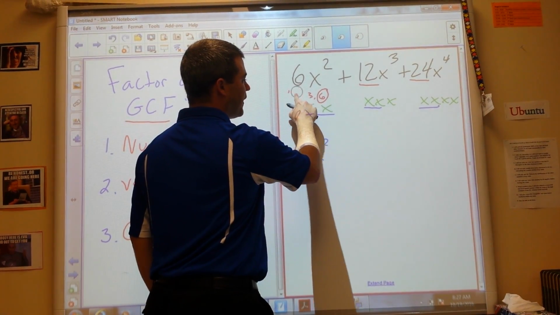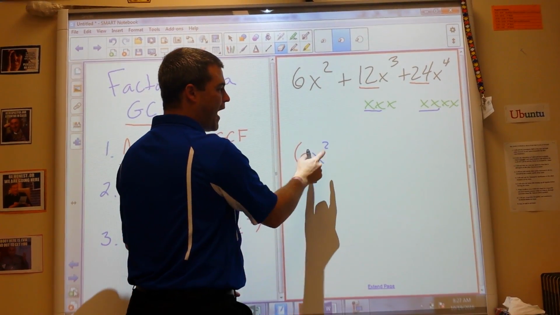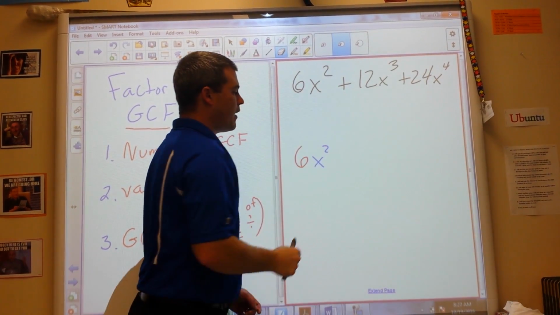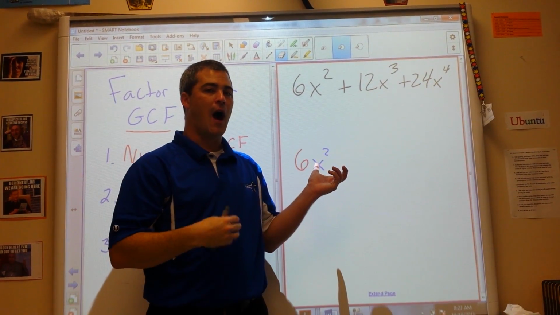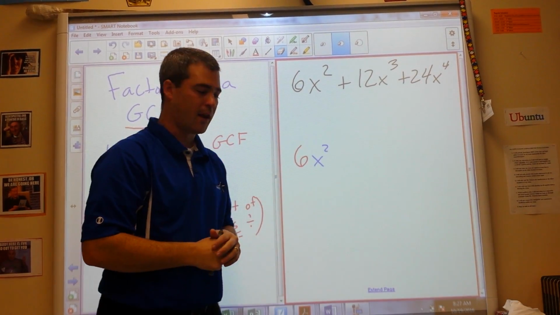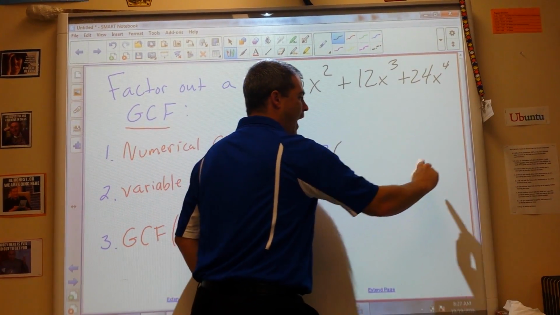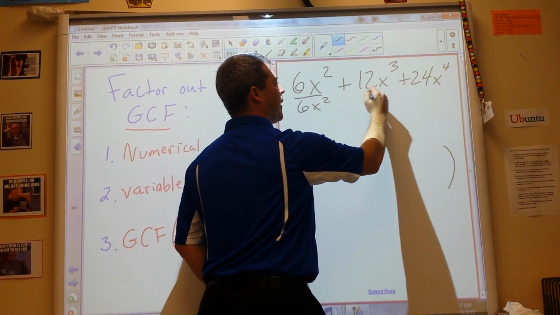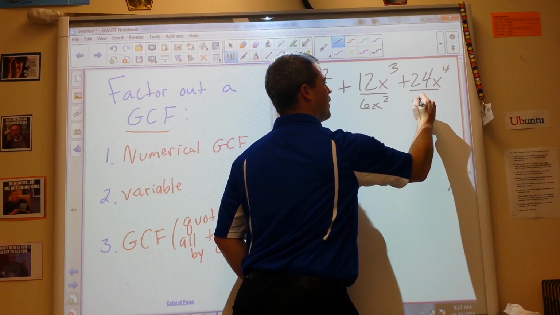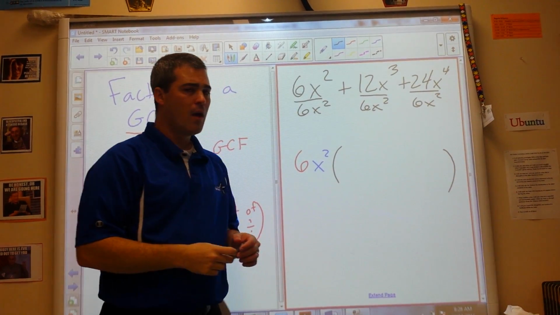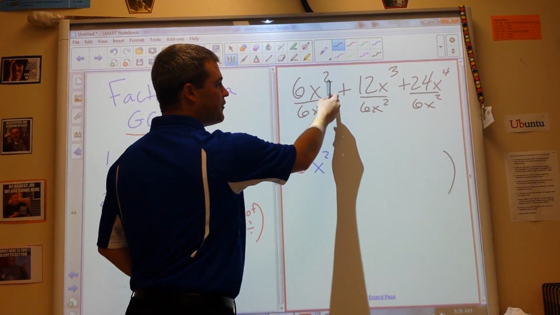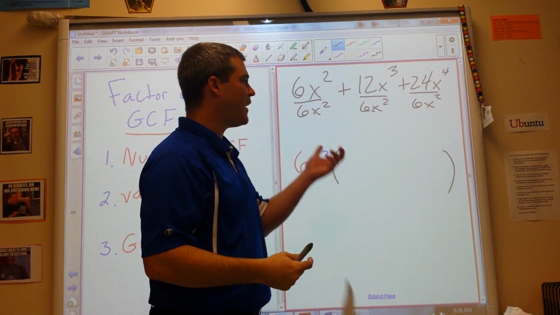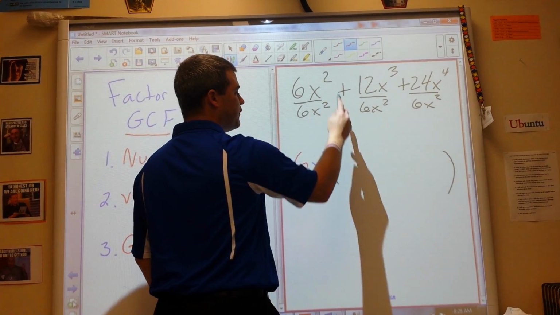Now the problem comes in that some people leave this out of their answer. Remember, the double check for this is, if I factored it correctly, I would distribute and come back to my original answer. So I need to see this quotient after I divide each term by 6x squared. The biggest mistake students make is they say, oh, well, anything divided by itself cancels. Well, that's true because anything divided by itself is 1.